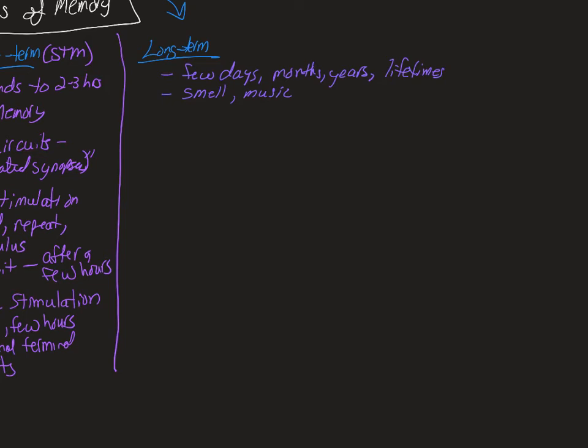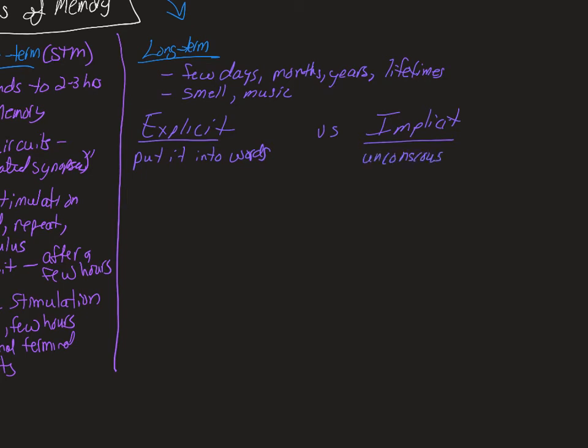So when we are looking at long-term memory, we can kind of divide it up into explicit versus implicit memories, okay? Basically explicit is this idea that you can put it into words, okay? Now you need to think about it in order to remember it, but you can do it. Implicit is more of your unconscious memory, okay? Sometimes people call this a reflexive memory.